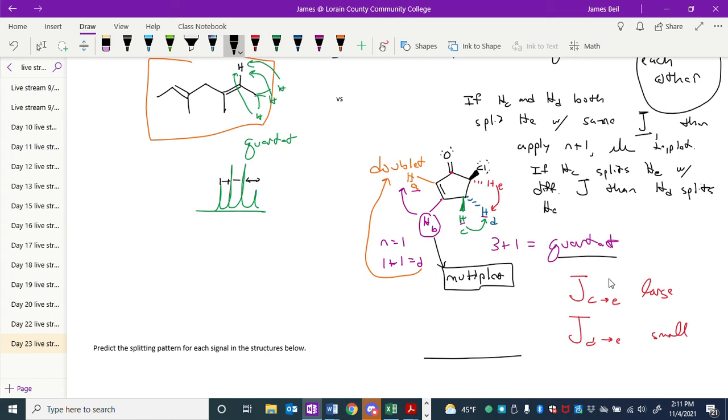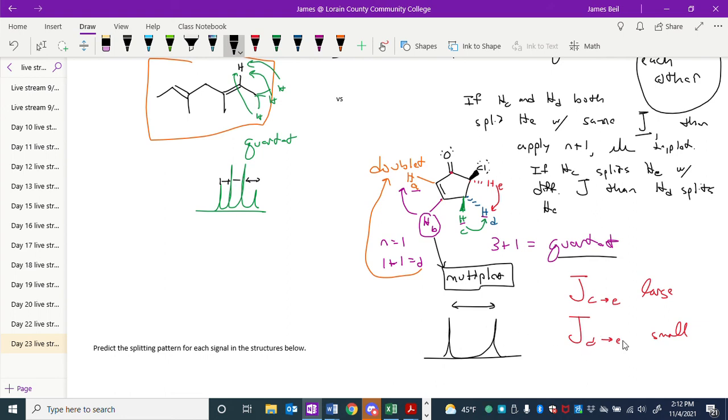So in this scenario, E is going to be split by C into a large coupling constant. So that means the distance between the signals is large. There's a large distance in ppm between the signals because they're split with a large coupling constant, spread out a greater distance from one another. So this is what I would get if C is splitting E. C would split E into a doublet.